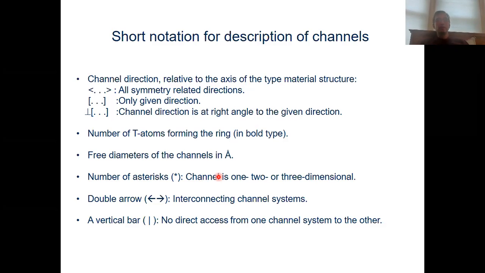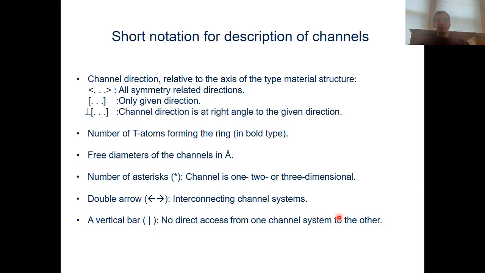Okay. Then you can indicate using a double arrow that the channel systems are interconnected. So they are basically forming a more highly dimensional channel system because of the interconnectedness. A vertical bar indicates that there is no direct access from one channel system to the other. So these channel systems are independent from each other.